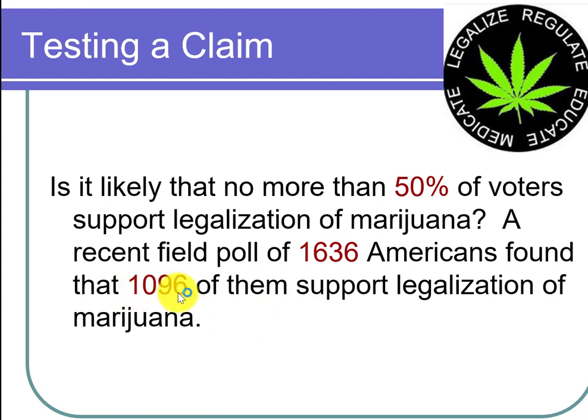It turns out that if I take 1,096 and divide by 1,636, I get 0.67 or 67%. So that's what the sample had, 67%. That's bigger than 50%, but it's just a sample. So how likely would it be that if 50% of the voters supported legalization of marijuana, we would end up with a sample so that 67% of the sample supported legalization of marijuana? How unusual is this survey under the assumption that 50% of voters support legalization of marijuana? So now let us test this claim.